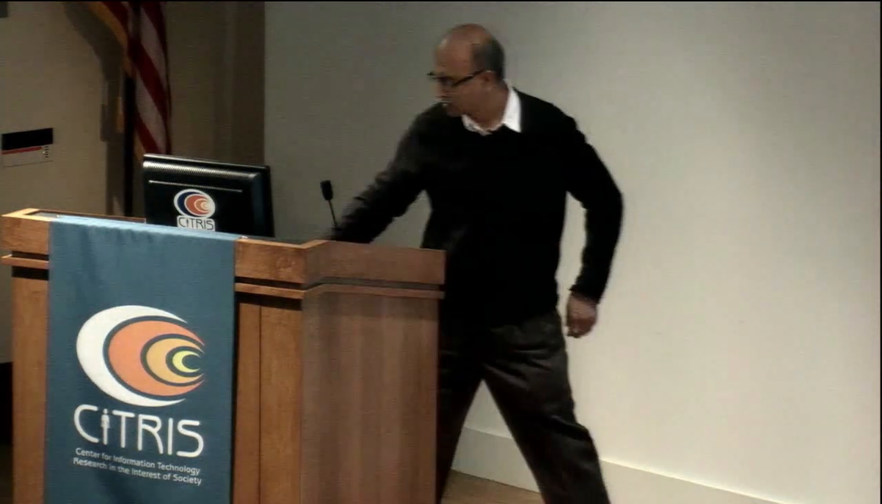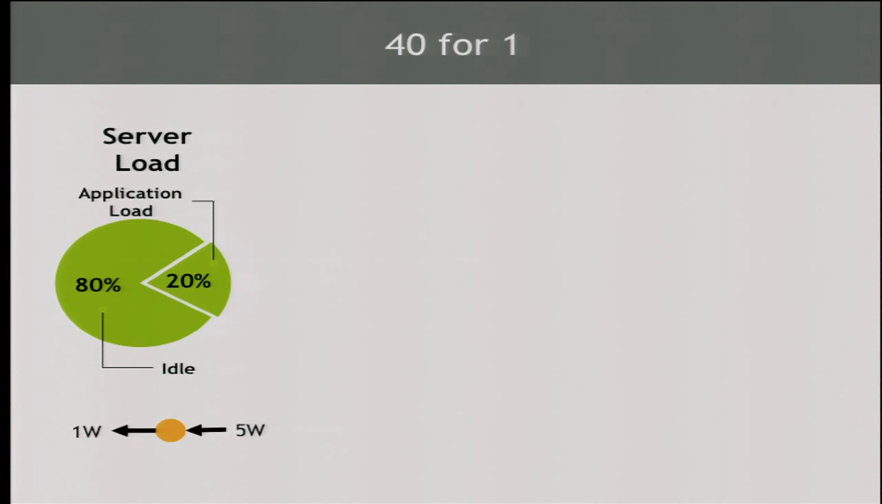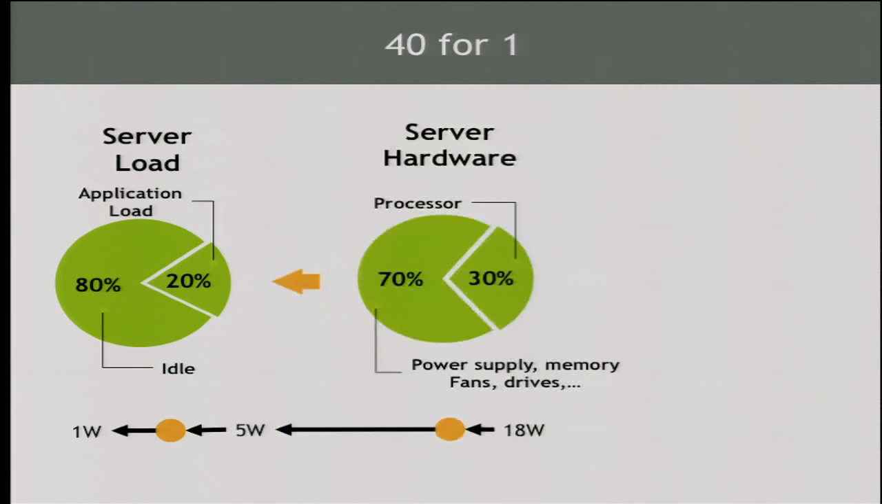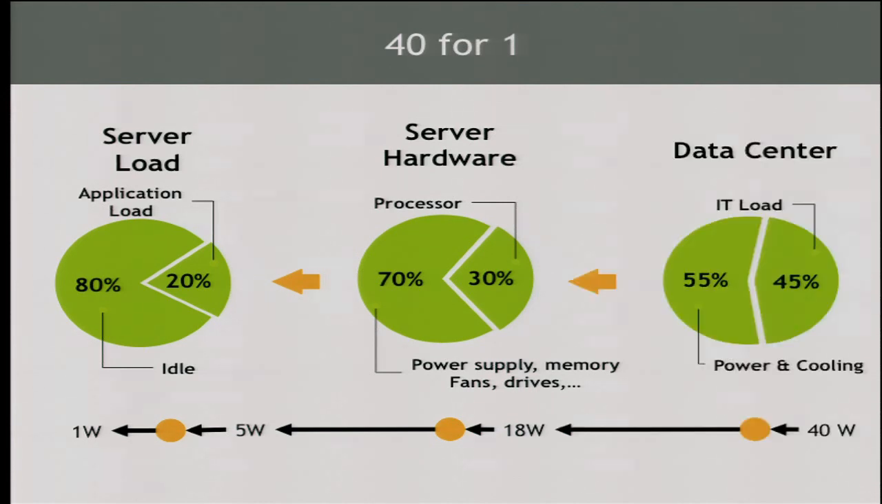If you look at this first slide, in most cases the servers are idle almost 80%, 90% of the time. In many cases, the data center guys don't even know where their servers are. So you are providing 5 watts of energy for 1 watt of useful work. 80% of the time, this server is not doing anything. If you extend it to the server hardware itself, then you're giving it about 18 watts for 1 watt of useful work. And if you extend it to the data center, you are basically giving it about 40 watts of energy to do 1 watt of useful work.